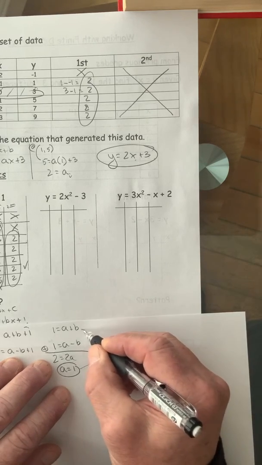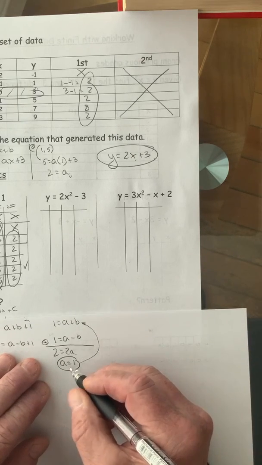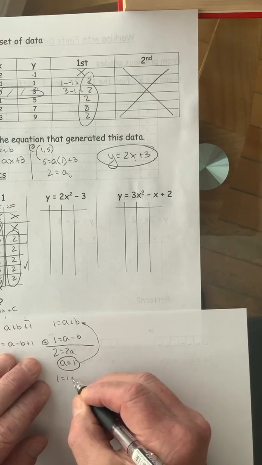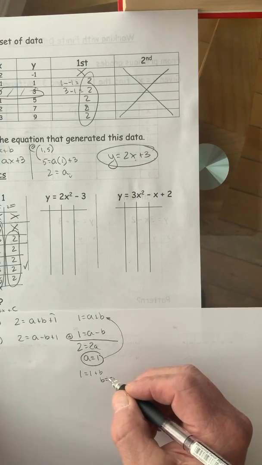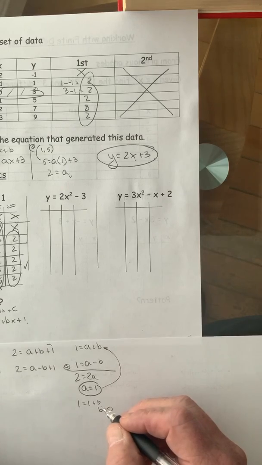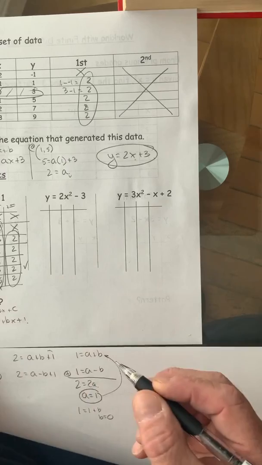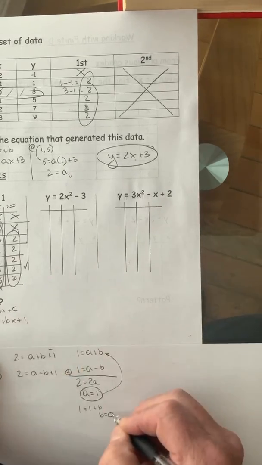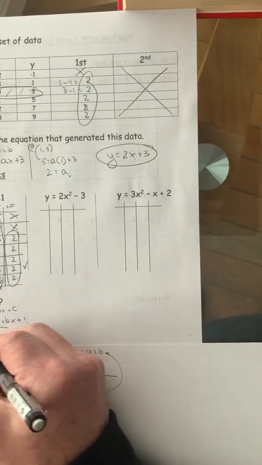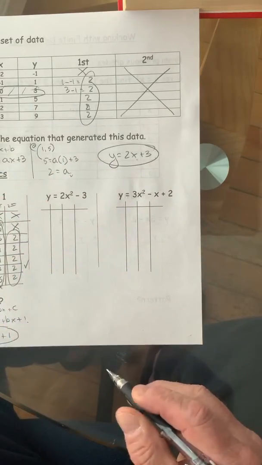Use this. Plug it into either one of these above. If a is 1, 1 equals 1 plus b. B is 0. That means my equation must have been y equals a was 1, b is 0 plus 1. There is the equation that generated that data. Again, it reaffirms what we already knew.